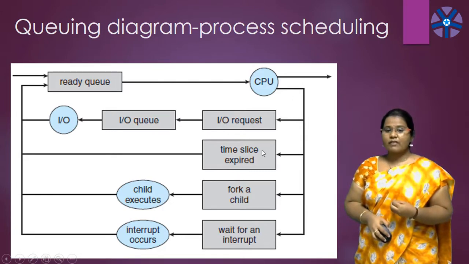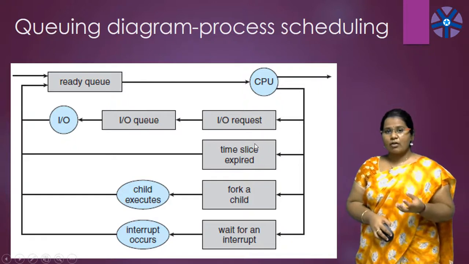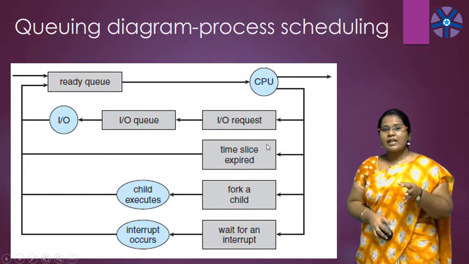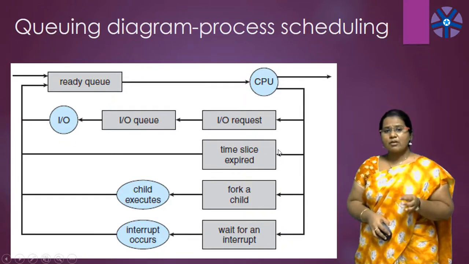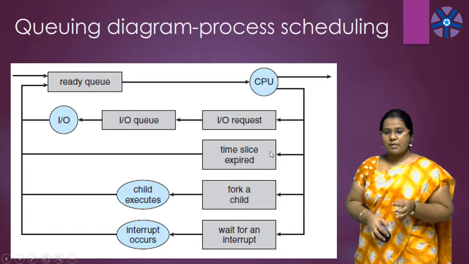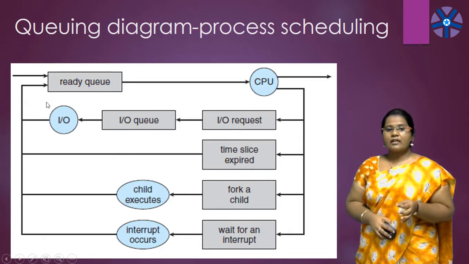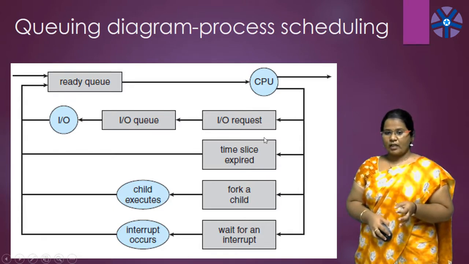The second reason: if you are using a time sharing operating system, a process may come out of the CPU due to the expiration of its time slot. If the time slot has expired, the process is taken out of the CPU and placed in the ready queue again.